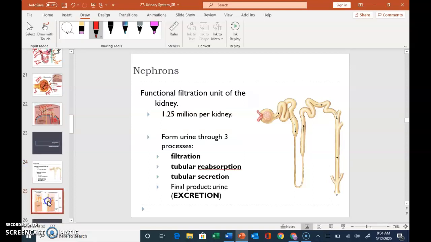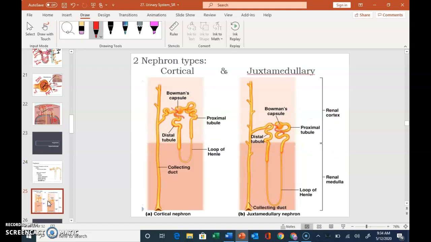So right here, we see the two types of nephrons present in our body. The first one is called the cortical nephron on the left hand side. And the cortical nephron, as you see, lies mostly in the cortex. So this part is the cortex and this part is the medulla. So the cortical nephron lies mostly in the cortex. Only a tiny bit of the loop of Henle can actually dip into the medulla.